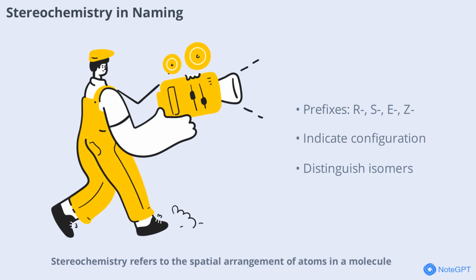Stereochemistry refers to the spatial arrangement of atoms in a molecule. IUPAC nomenclature uses prefixes like R, S, E, and Z to indicate stereochemistry. These prefixes are placed before the compound's name and provide information about the configuration of chiral centers or double bonds. Correctly indicating stereochemistry is essential for distinguishing between different isomers.